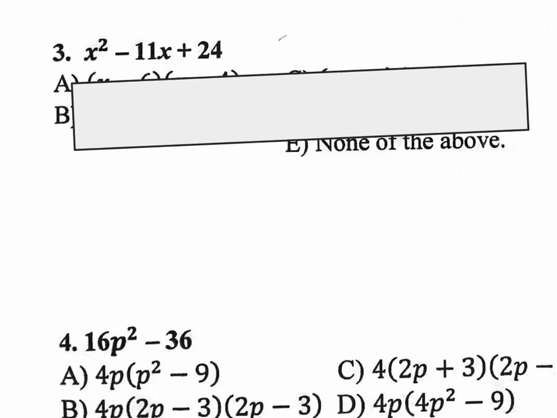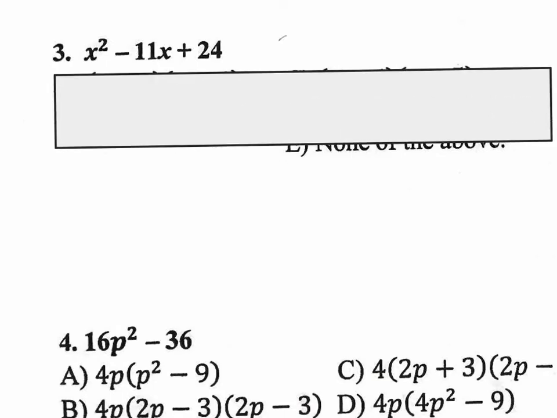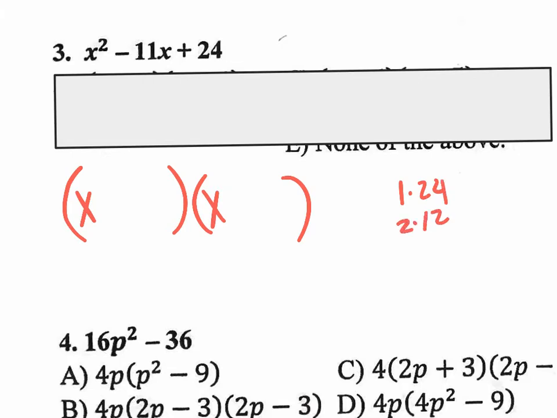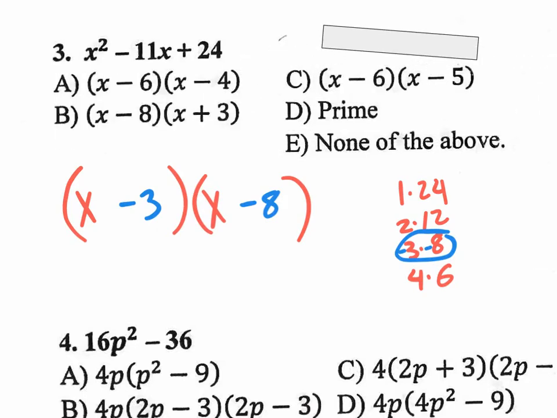Once again, forget about your answers for a bit, and let's lay it out. What times what is 24 that if you add together is negative 11? 1 times 24, 2 times 12, 3 times 8, 4 times 6. Which pair of numbers gives you a negative 11? 3 and 8, if you add those together, it gives you a positive 11. So you want a negative 11. So all you have to do is change those signs to a negative 3 and a negative 8. Negative 3, negative 8.